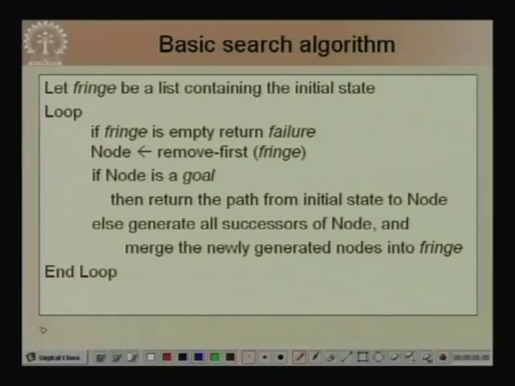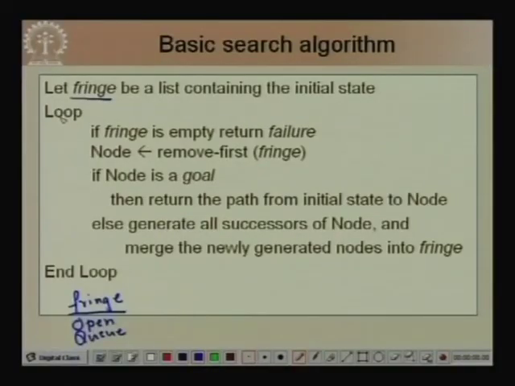Now, let us look at a basic search algorithm, a way of systematically searching the entire search space. We will put certain restrictions on this general search algorithm to come up with special algorithms. In the basic search algorithm, we maintain a data structure called the fringe. Fringe is referred to by many people as open, queue or frontier. The fringe will contain those nodes that our algorithm can expand at a particular time. Initially, the fringe will contain only the initial state of the state space. It is a list which contains the initial state in the beginning.